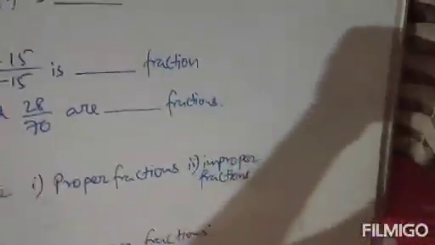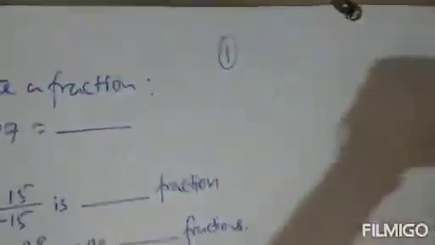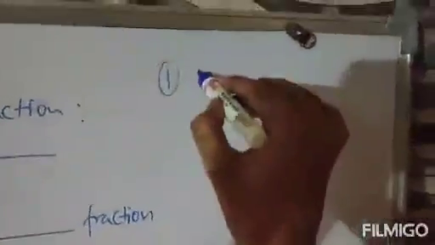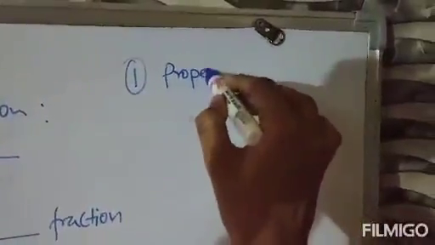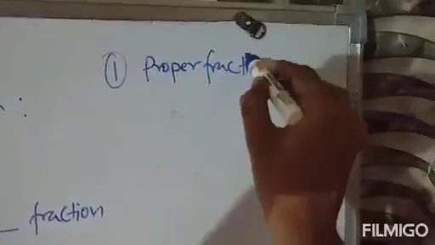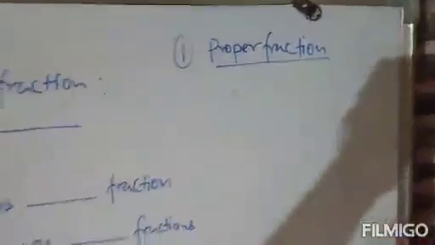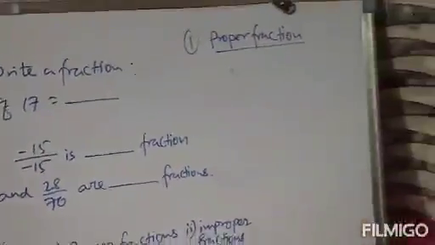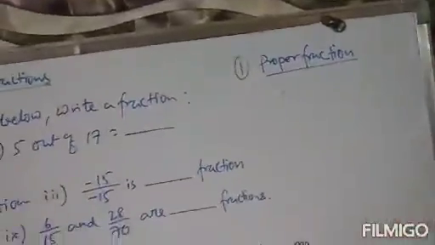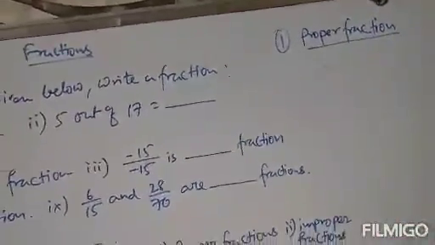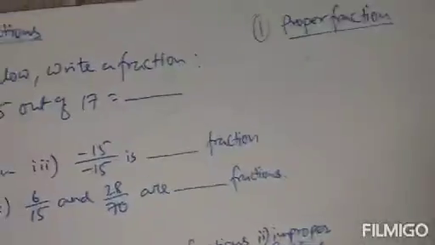Now, types of fractions. Number one type is proper fraction. What is a proper fraction? A fraction whose numerator is less than denominator, that is a proper fraction.